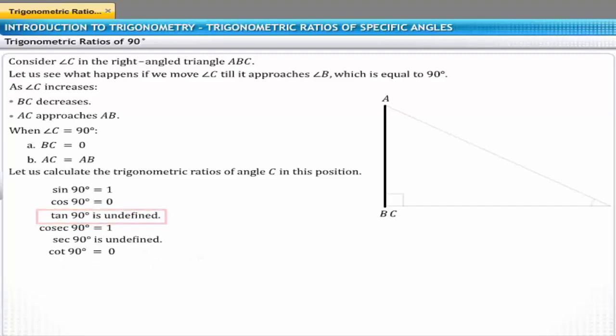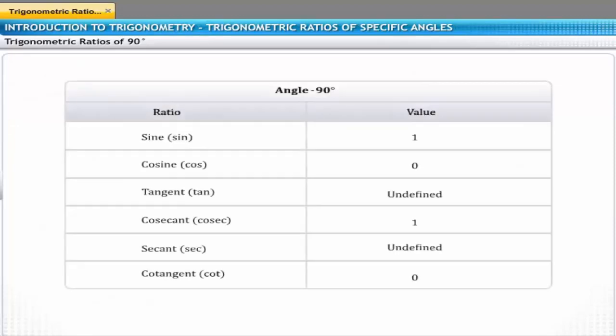As tan 90 degrees is undefined, we do not consider the definition that cot of an angle is the reciprocal of tan of the angle. Let us quickly recap the trigonometric ratios of a 90-degree angle.